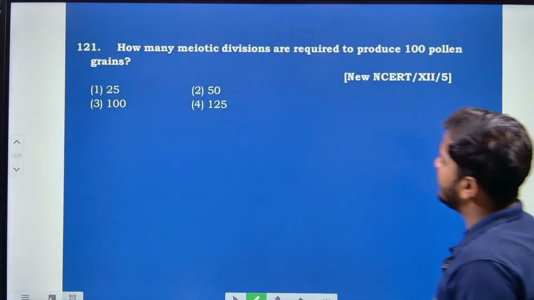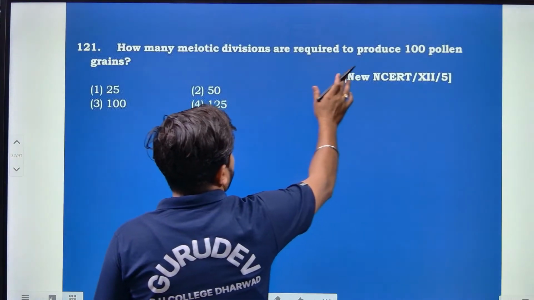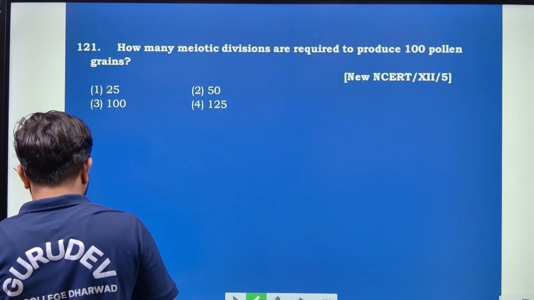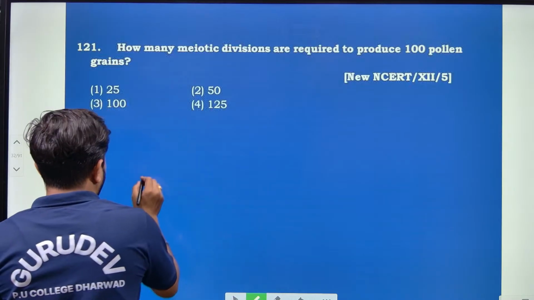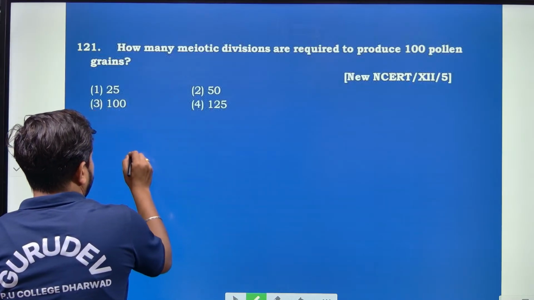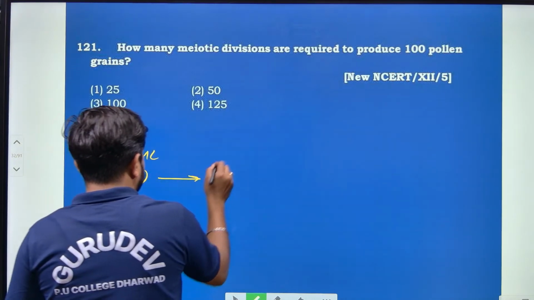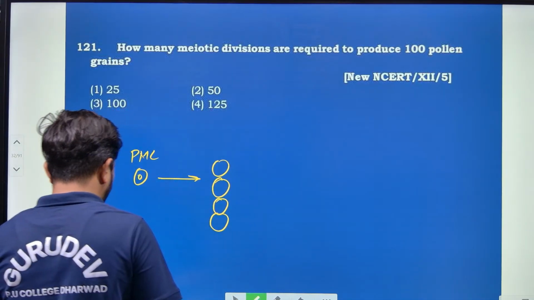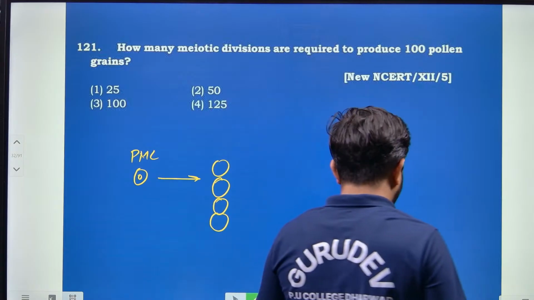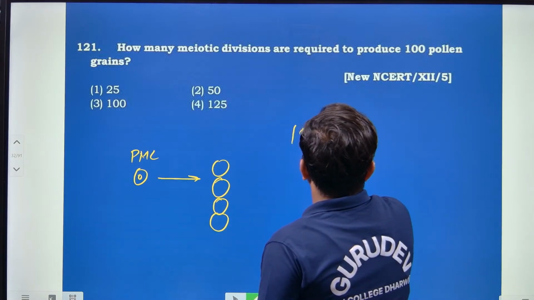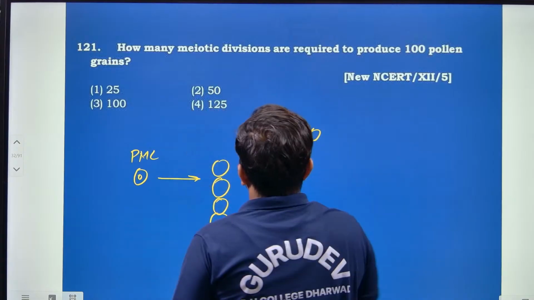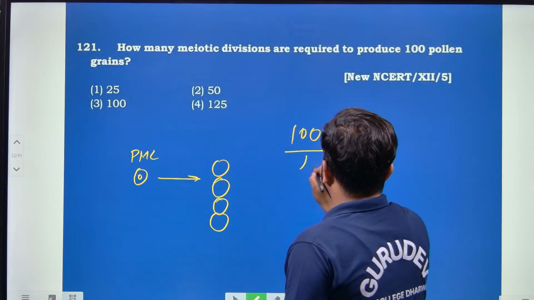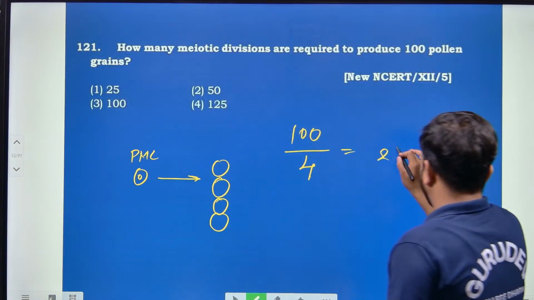So option 1 is correct. Then, how many meiotic divisions are required to produce 100 pollen grains? One pollen mother cell produces 4 cells, a tetrad, by means of meiosis. They are asking for the formation of 100 pollen grains. Based on that, I can do 100 divided by 4, and it will give me 25, right?